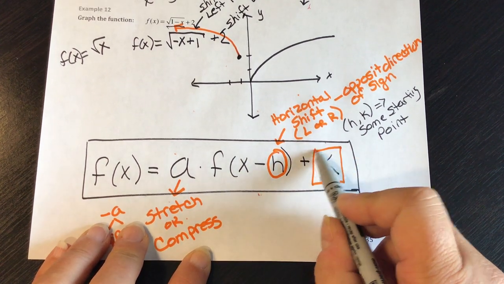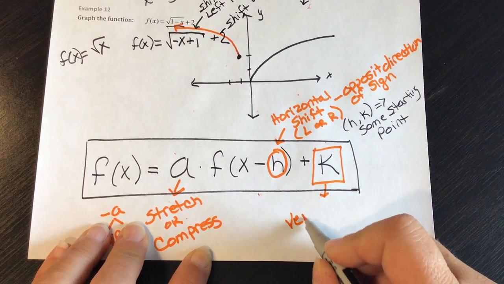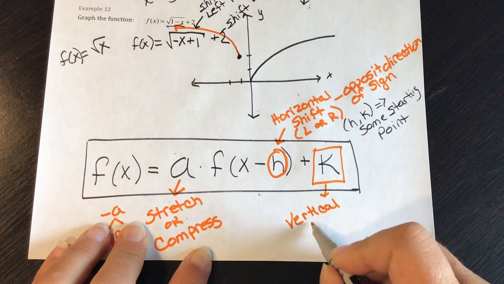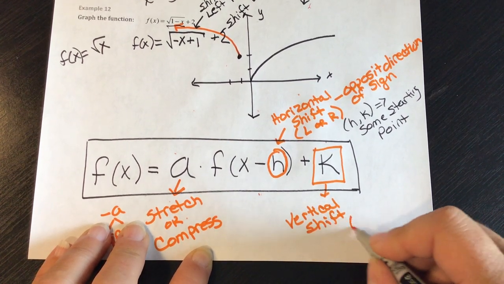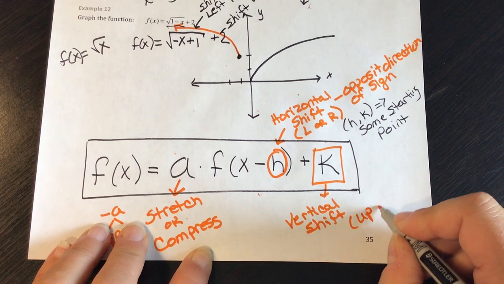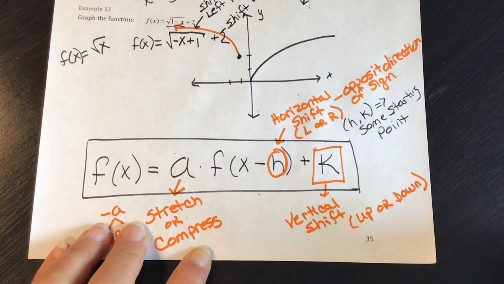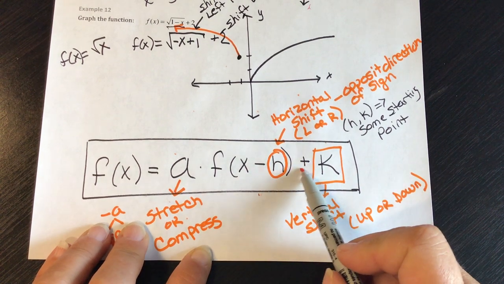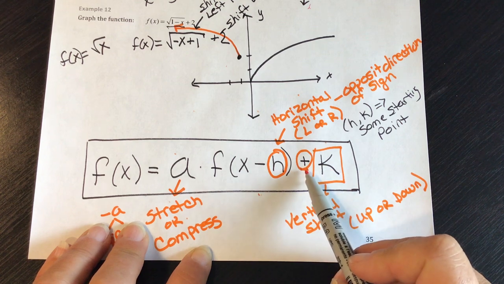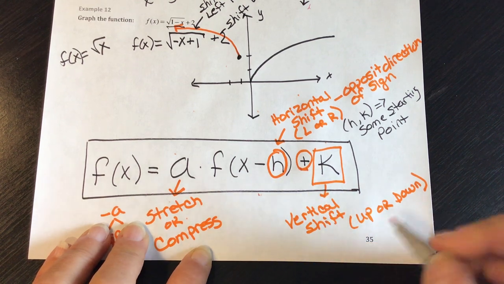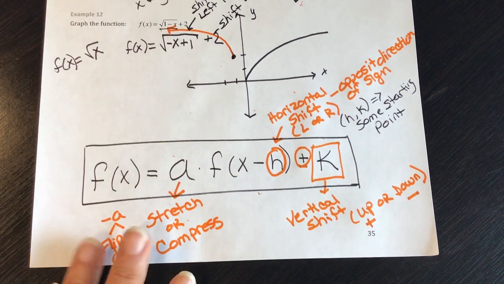And this k right here tells us our vertical shift. So this is going to tell us if it moves up or down. And it keeps the sign. If it's not in the parentheses, it will keep that sign. So if it's plus, it's going to move up. If it's negative, it's going to move down.